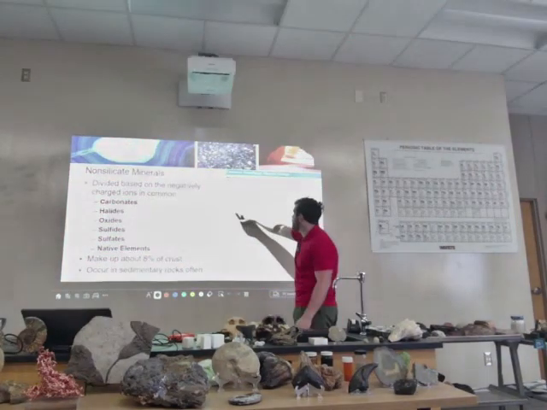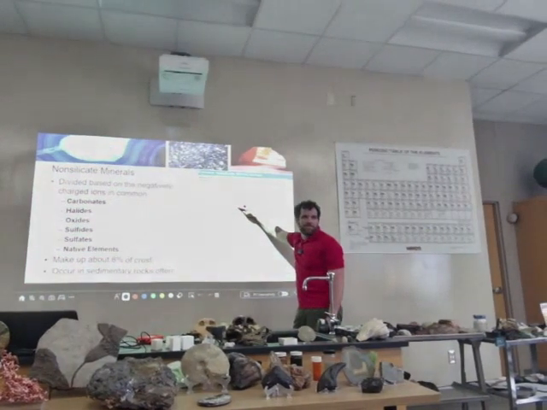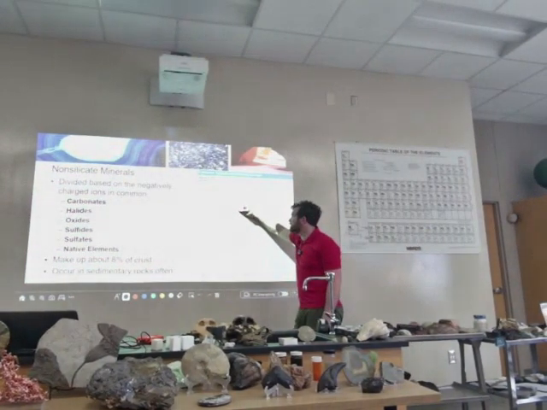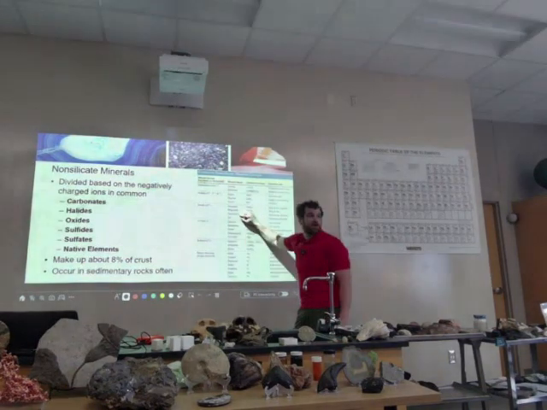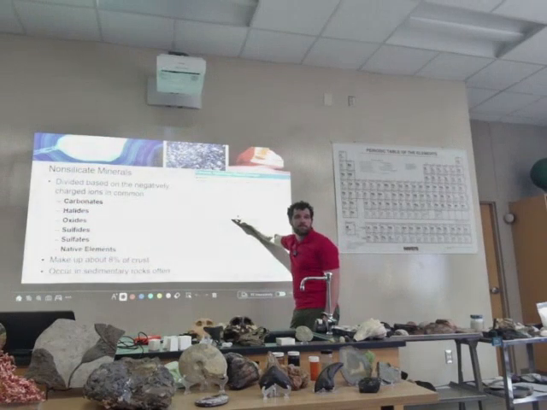What are some common oxides? Can anyone read these for me? No? A little bit difficult. We've got hematite, magnetite, corundum, which you may know of as ruby. Okay. And then what's this? Ice. Why is ice on here? That must be a typo. This is a list of minerals.